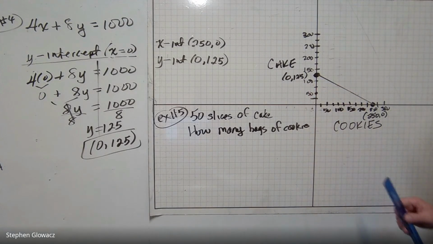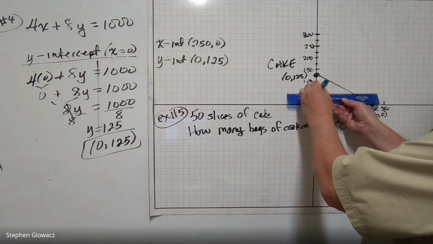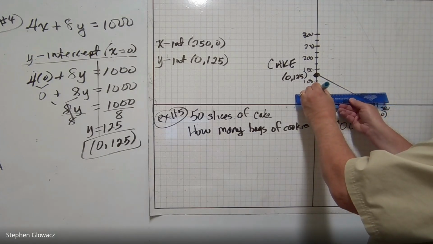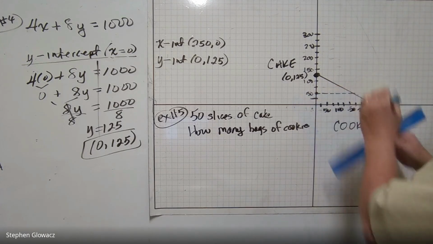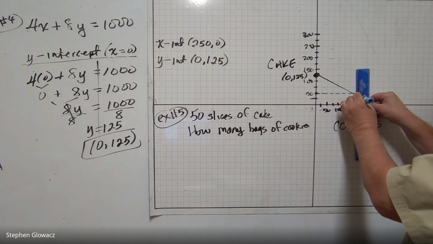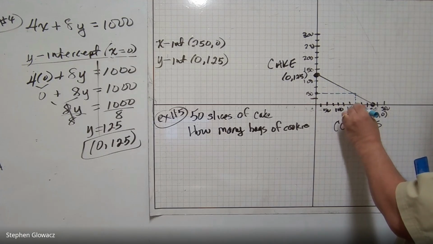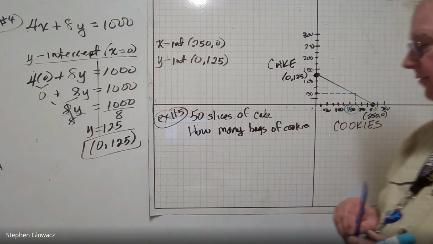Now what we're going to do, and I'm going to do this in a different color so it doesn't get confused for the graph. If we sold 50 slices of cake, how many bags of cookies must we sell? So we're going to extend that 50 line all the way over to the graph, and then we're going to come down to the x-axis, and it's about 150, but we're not sure. And so that's why they're asking us to verify it with the equation.